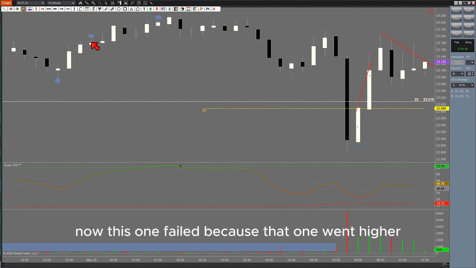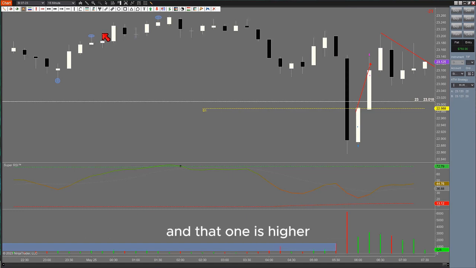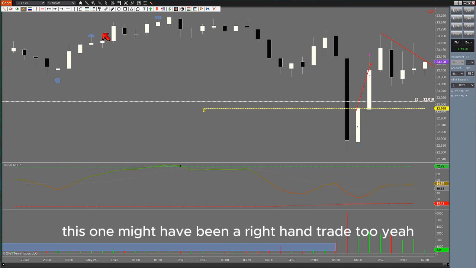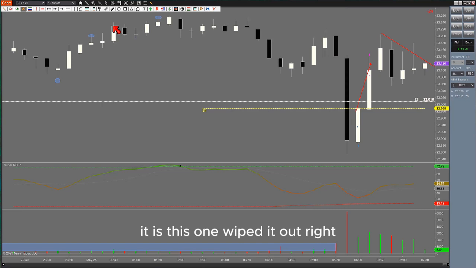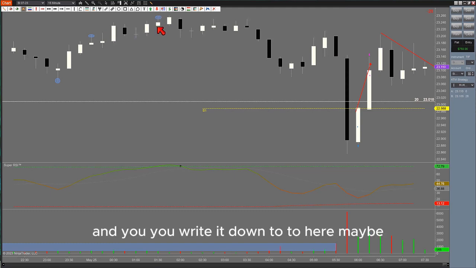All right, now this one failed because that one went higher. That one is higher. This one might have been a right-hand trade too, but this one wiped it out. The next right-hand trade was 45 minutes or an hour and a half later, way over here. And this was a good one because that was a double top. So it didn't go higher. So this was valid.